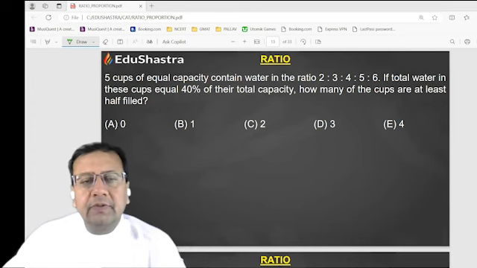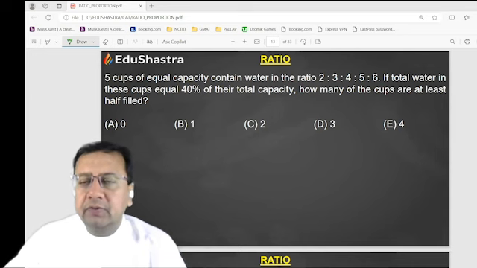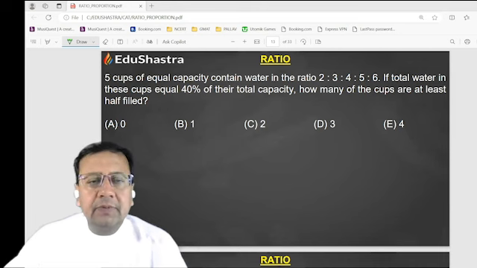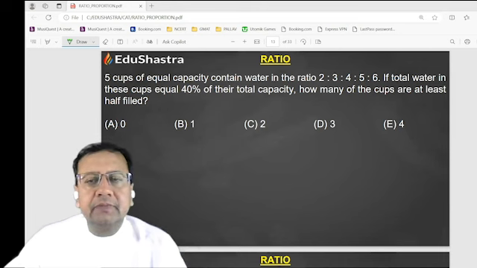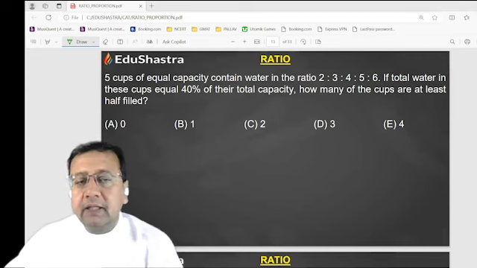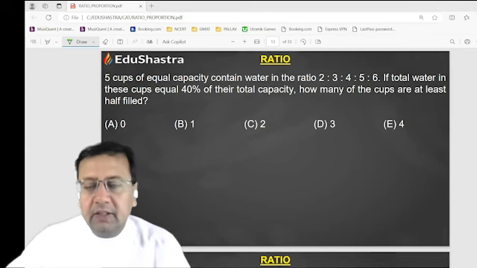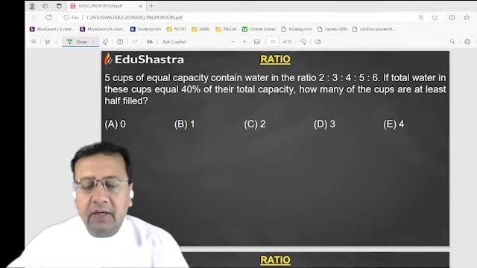Yes. 5 cups of equal capacity contain water in the ratio of 2 is to 3 is to 4 is to 5 is to 6. If total water in these cups equal 40% of their total capacity, how many of the cups are at least half filled? Out of the 5 cups, how many of the cups are at least half filled? That is half or more than half.